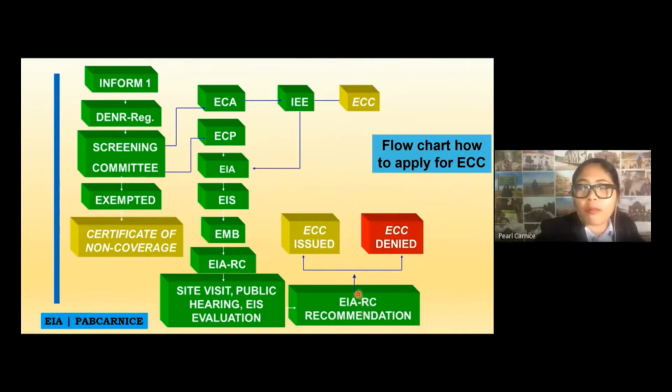So therefore, they will be deciding if they will issue you an ECC or they will deny your ECC application. If we go back here to the screening committee, if your project is exempted, therefore your project belongs to category D, which does not belong to category A, B, and C. Therefore, your project is non-coverage of the different categories. Therefore, you will be exempted and you will be issued with a certificate of non-coverage. So this is the flow chart on how to apply for the ECC.